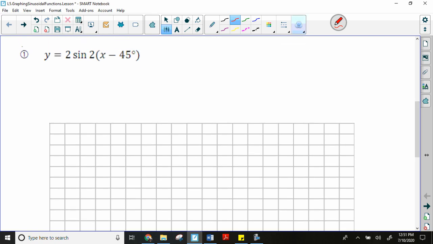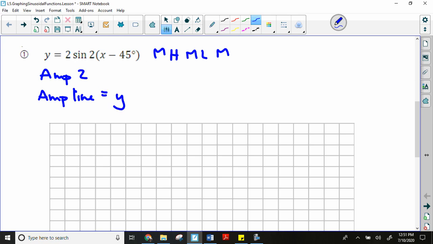So first things first, here's an equation. And it's sine. So if it's sine, I'm thinking middle, high, middle, low, middle. That's the pattern. What do I need to know? It's got an amp of 2, which means it's going to go up 2 or down 2 from the amp line. The amp line, or the vertical shift, is at 0.